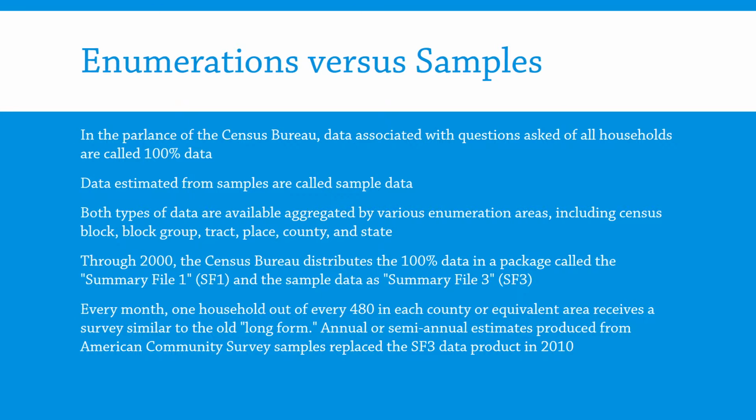Both types of data are available, and they're aggregated by various enumeration areas, including census block, block group, tract, place, county, and state. Through 2000, the census distributed the 100% data in a package called the Summary File 1, or SF1, and the sampled data as Summary File 3, or SF3. Every month, 1 household out of every 480 in each county or equivalent area receives a similar survey to the old long form, and they do this annually or semi-annually to get estimates produced from the American Community Survey sample. And basically what they did is they replaced the SF3 data beginning in 2010.